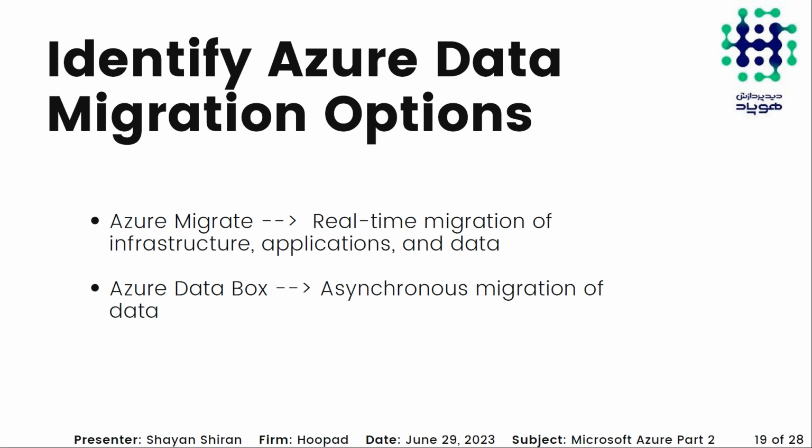Let's talk about some options for data migration. We have 2 kinds of services that we can use to migrate our data to or from Azure, and one of them is Azure Migrate, which is a real-time migration of our infrastructure, applications, and data. And the other service is Azure Data Boxes, and I will show you the data boxes. They are some physical instruments.